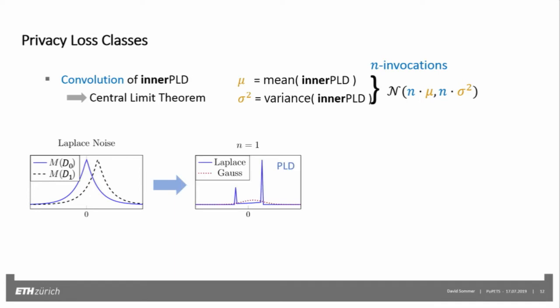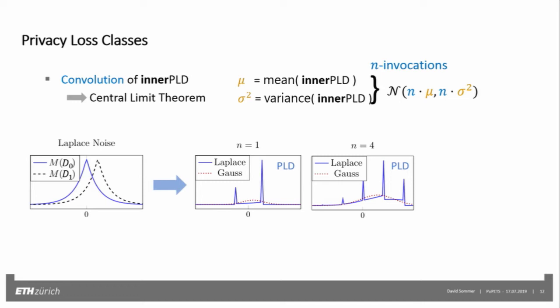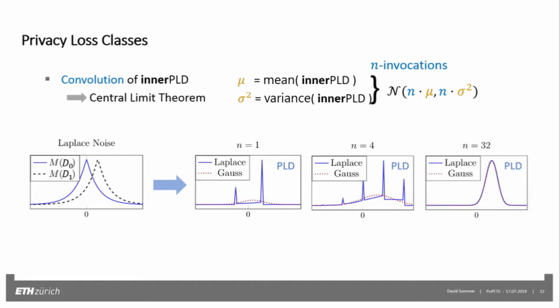The PLD here in blue looks like this. The red dotted line is the Gaussian with the same mean and variance in the privacy loss space. And after three compositions, four invocations, so there's an off-by-one between composition and invocation, it looks already like this, closer. And after 32, we are very close to a Gaussian distribution.